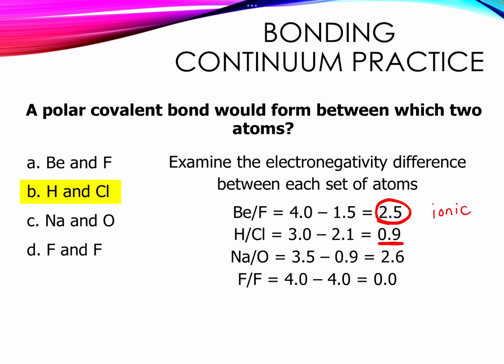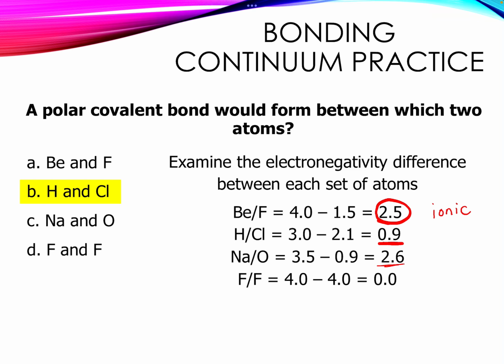That falls in that range of polar covalent, and that's why that's our answer. Sodium and oxygen are a metal and a nonmetal again, so again, that's going to be ionic, but we're seeing that with this 2.6 electronegativity difference anyway.